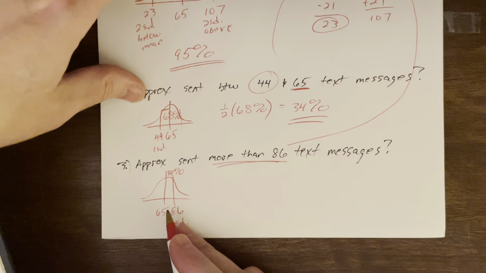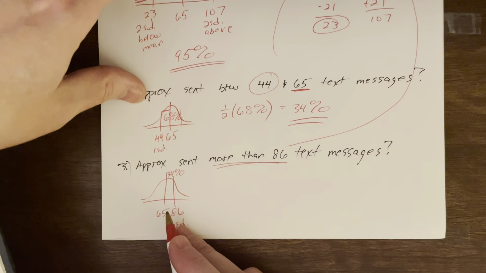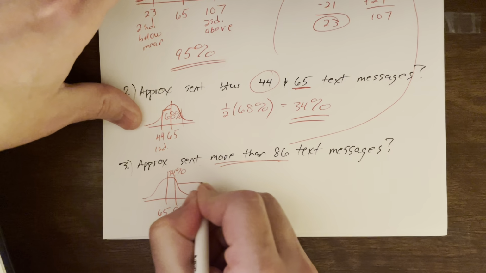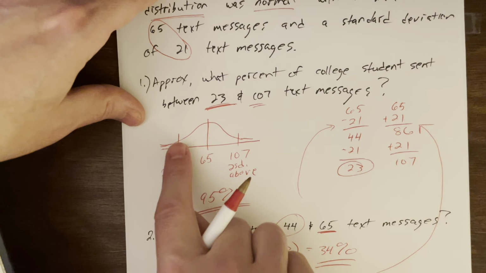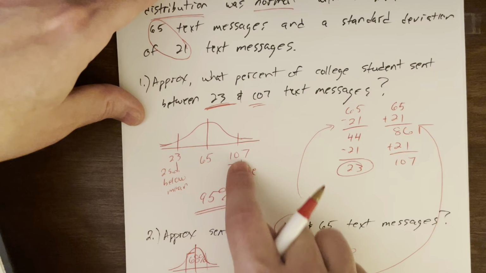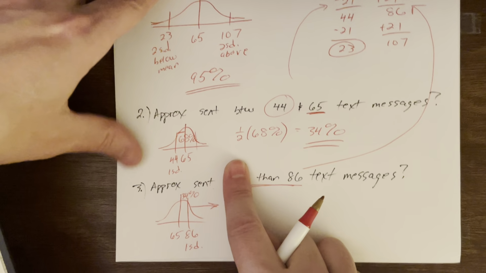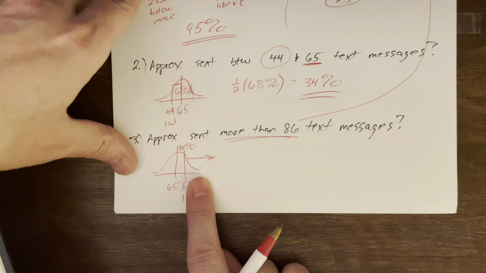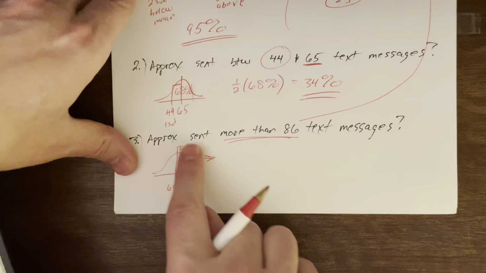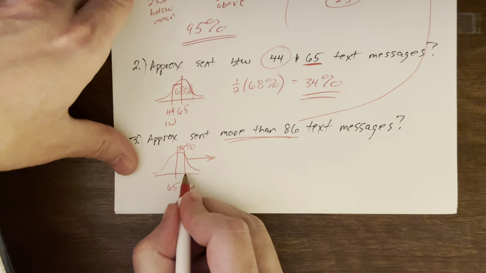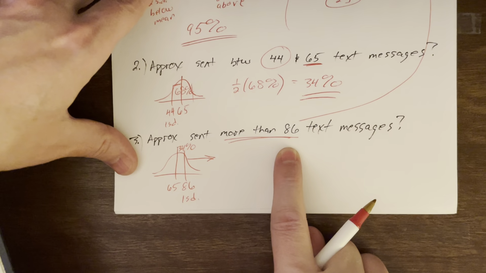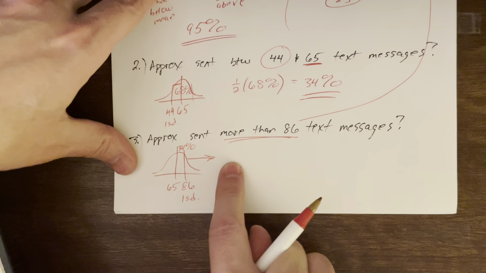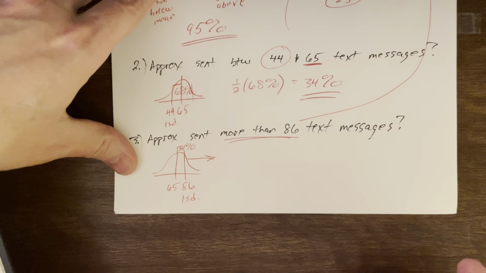So here's where we have to do some good critical thinking. We want this region. See, the previous ones, having the two boundaries, we're always looking in the middle of the graph to some extent. Here, now we're looking on the edge of the display. If I said less than 86, we'd go from here all the way over. We'll do that in just a second. But more than 86, we're looking at this region right here. So how do we figure this out?